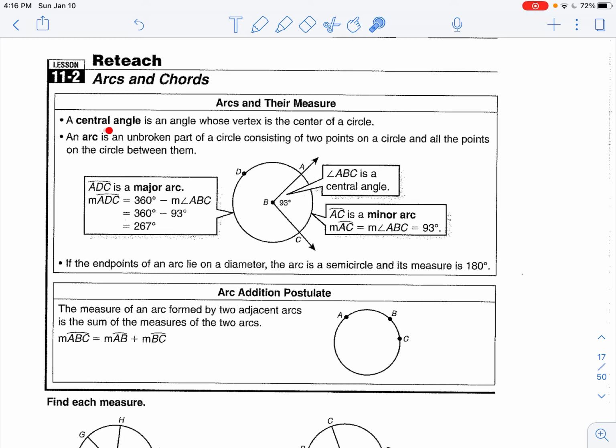These notes cover arcs and chords. A central angle is an angle whose vertex is at the center of the circle. An arc is an unbroken part of a circle consisting of 2 points on the circle and all the points on the circle between them.